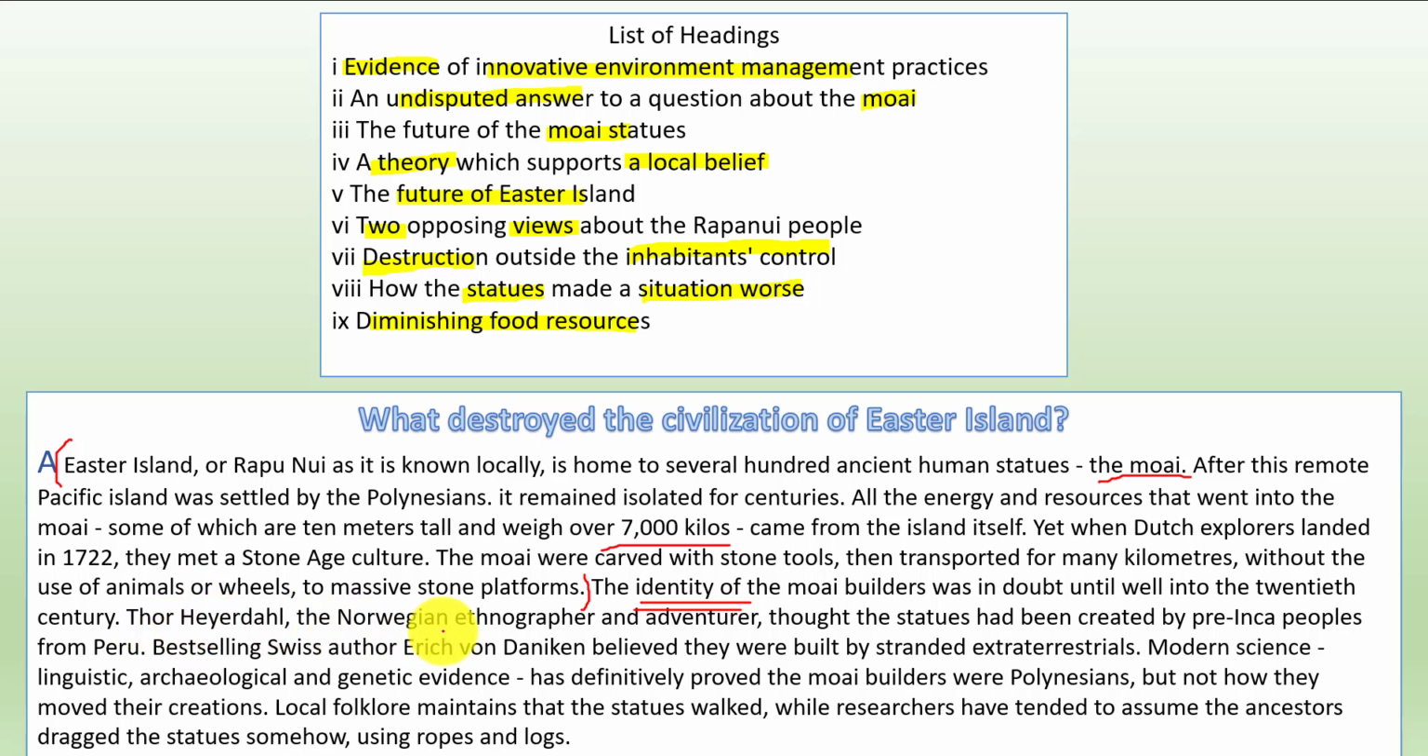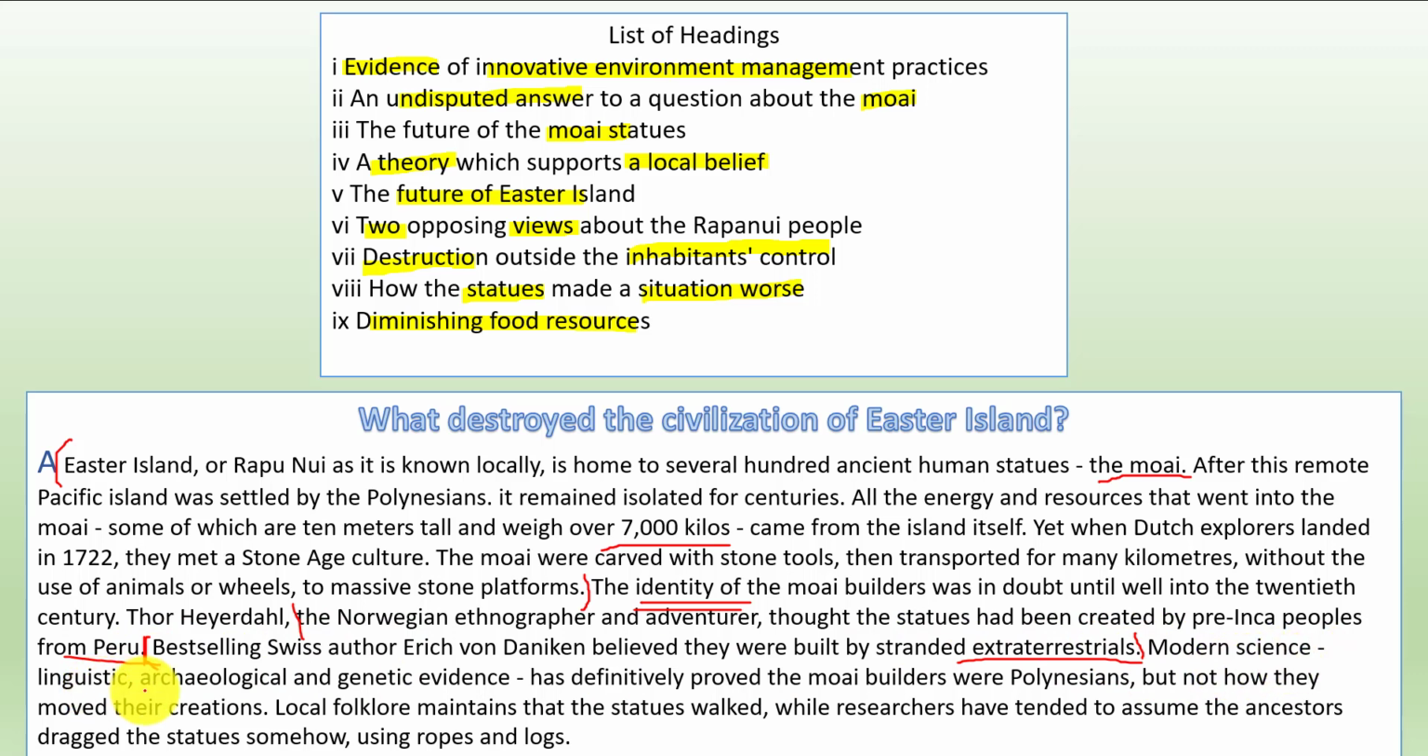The Norwegian ethnographer and adventurer thought the statues had been created by pre-Inca people from Peru. Okay, the Norwegian scientists have this kind of viewpoint about Moai statues. Best-selling Swiss author Erich von Däniken believed they were built by stranded extraterrestrials. Okay, this is a second viewpoint about the Moai builders.